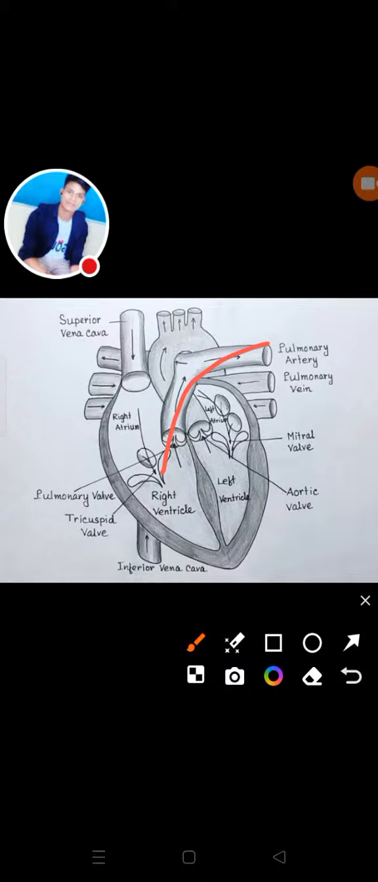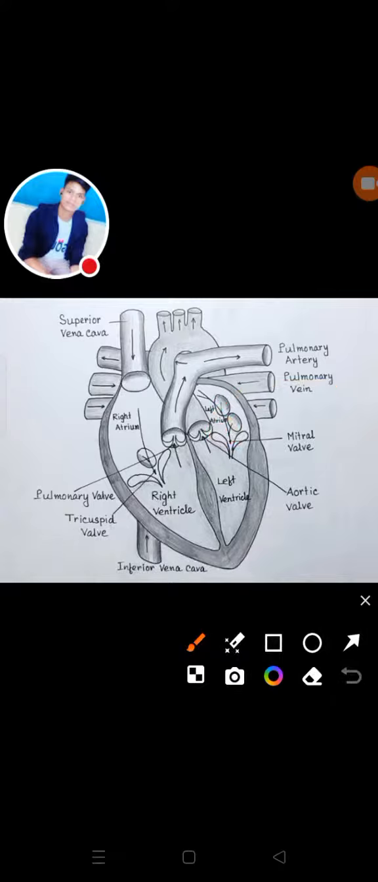Okay. Same question: veins always carry the deoxygenated blood. Veins basically carry the deoxygenated blood, but the pulmonary vein carries the oxygenated blood. The question they ask is, veins carry the deoxygenated blood, but which vein carries the oxygenated blood? That answer is the pulmonary vein. I hope it is understood.